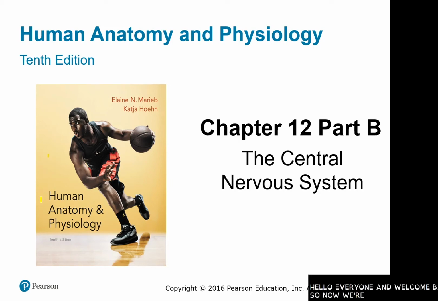So now we're going to be going into part B of the central nervous system. In these parts, we're going to be finishing up the brain and how you can form language, memory, and a little bit about sleep and consciousness. And then we're going to go into the spinal cord and talk about its anatomy and structure.